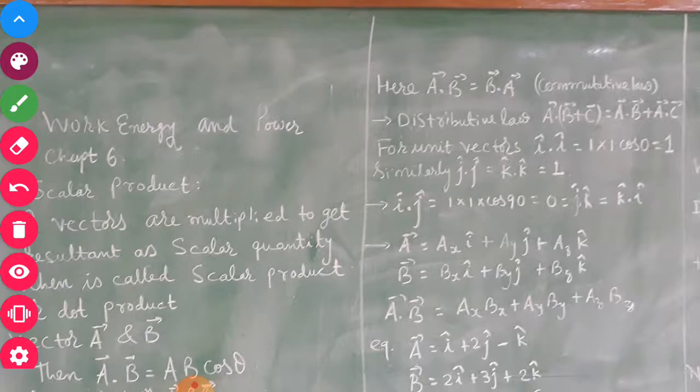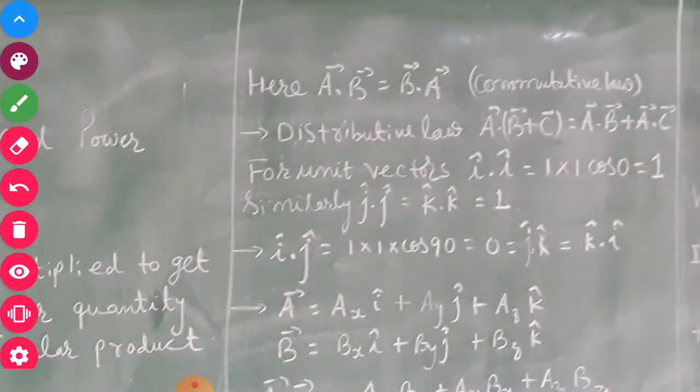So here we can say A dot B is nothing but B dot A. You can write A dot B is equal to B dot A, so the commutative law is followed. Now if you take the distributive law, then A dot (B plus C) is nothing but A dot B plus A dot C. You can easily open the bracket.